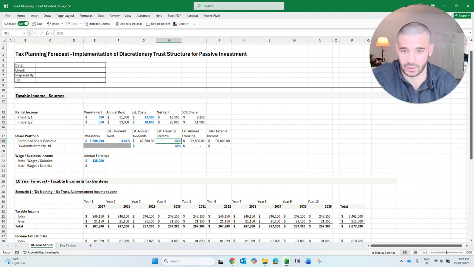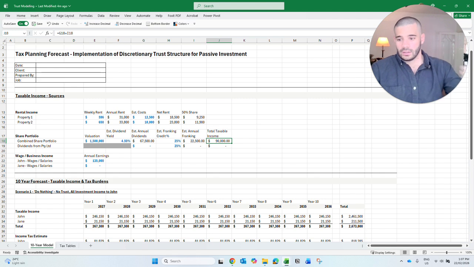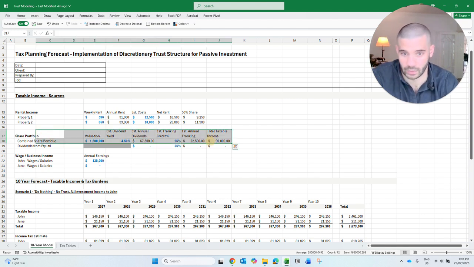I won't go into franking credits in this video, but I'll go into that later. And so based on this $1.5 million portfolio, paying 4.5% yield with some franking credits, that would give us taxable income of $90,000 per year that we're either going to be taxed on in our individual names, or that's going to flow through the trust. Okay, so that is the question that we're asking, which is better.